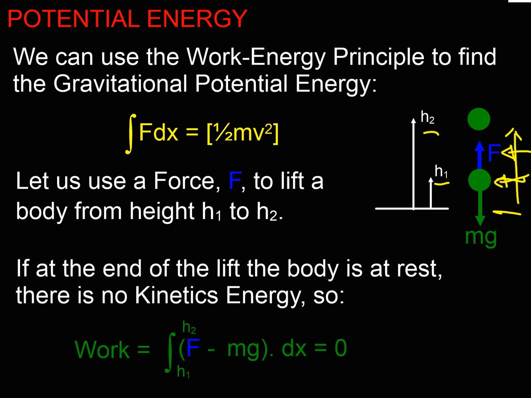So I move it from here to here, that height to that height. We can see, therefore, at the end, if it's at rest, there is no kinetic energy, because v equals 0. So the right-hand side of our work energy principle is 0. What happened on the left-hand side? Well, the force acting on our body was F minus mg, and we integrated it dx over the full height. So we can rearrange this, and that lot's going to be equal to 0, as I said, because it's static at the end.